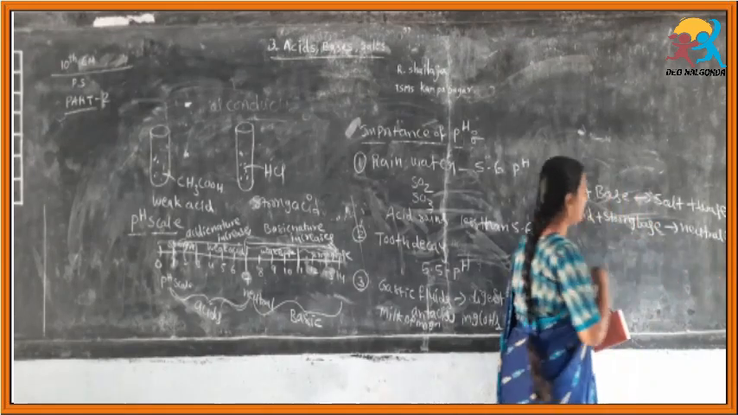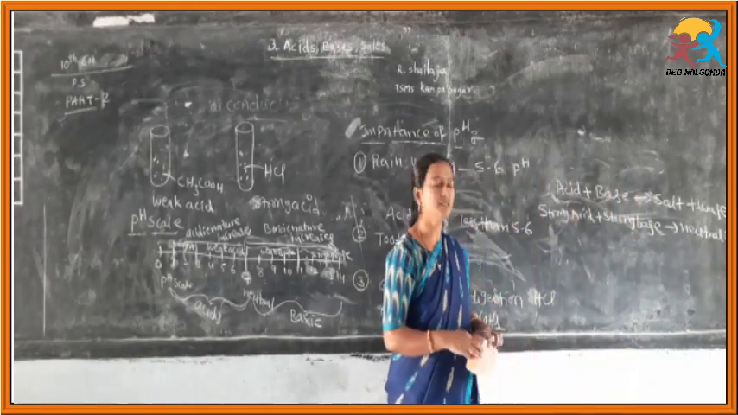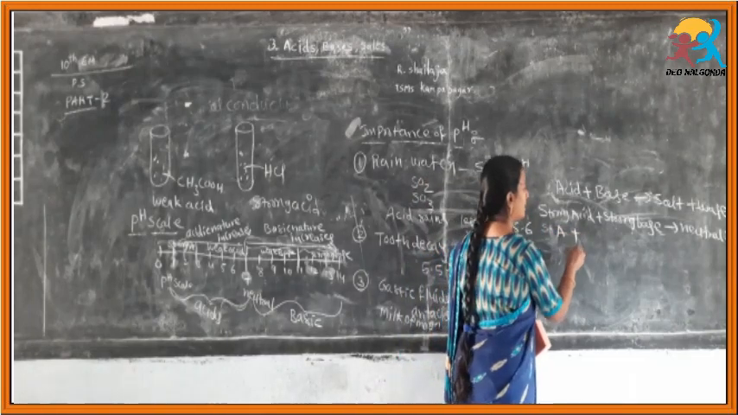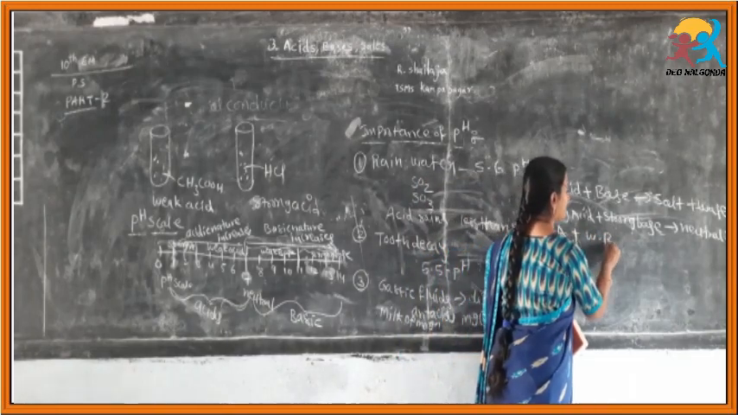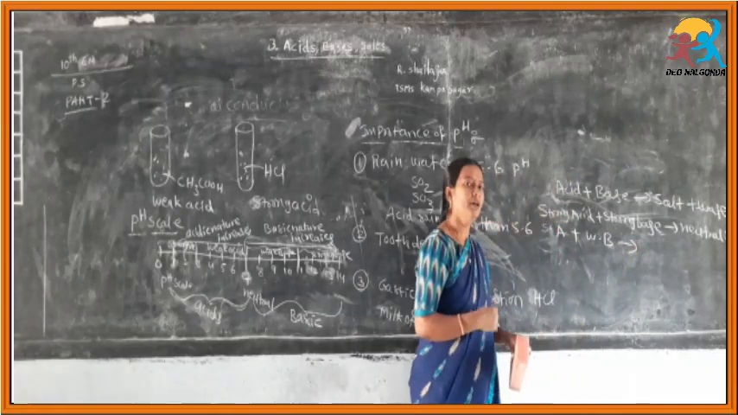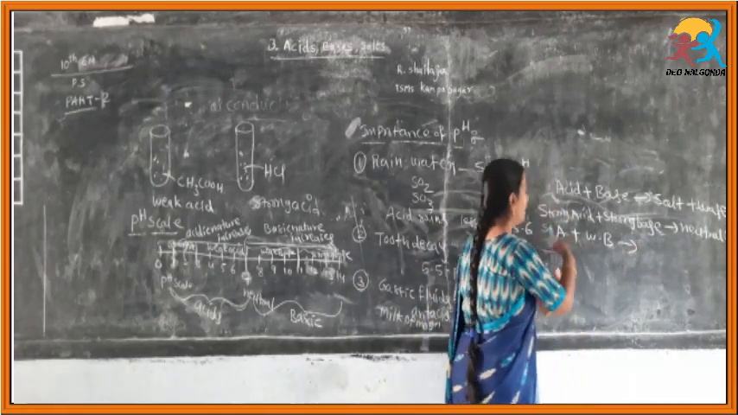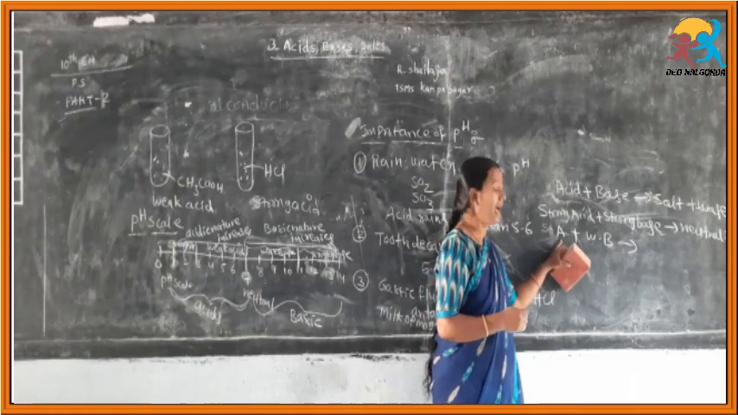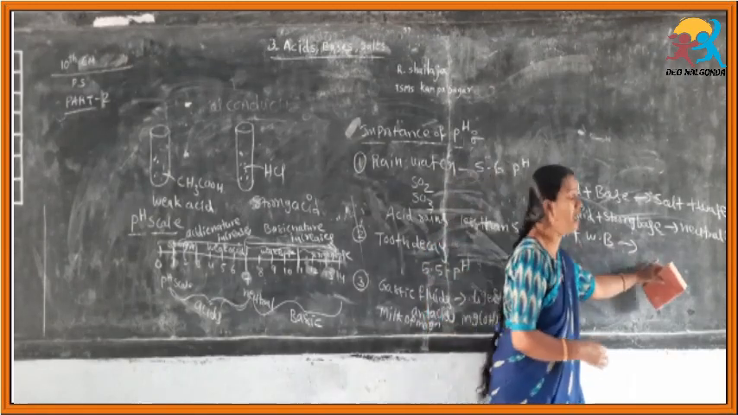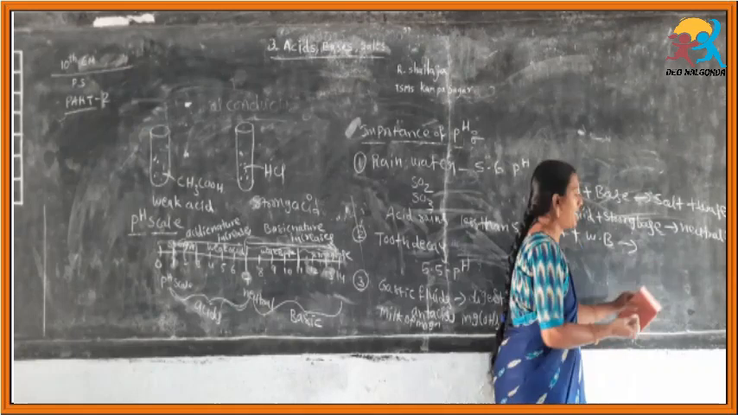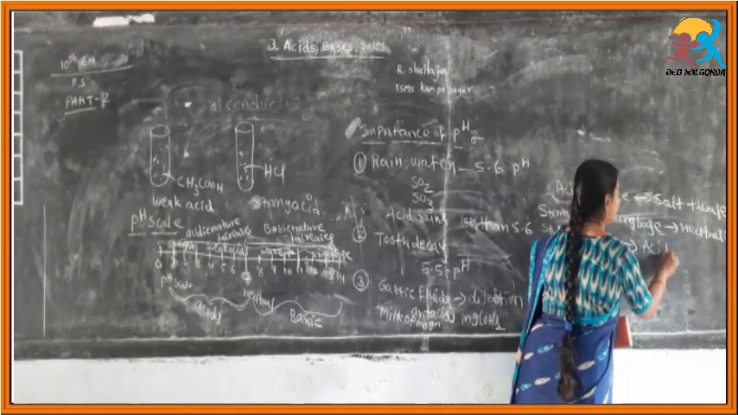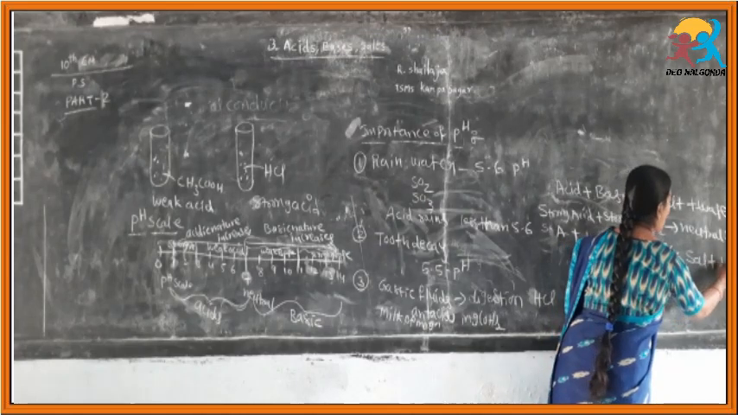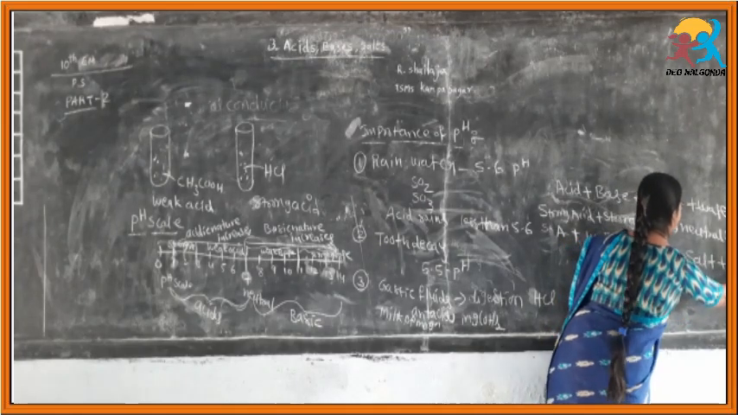Okay, a strong acid reacts with a strong base, it gives a neutral salt. Suppose strong acid, weak base. Here, which nature is dominant? Acid nature is dominant, so the salt has acid nature. So we get an acidic salt, and water is common.